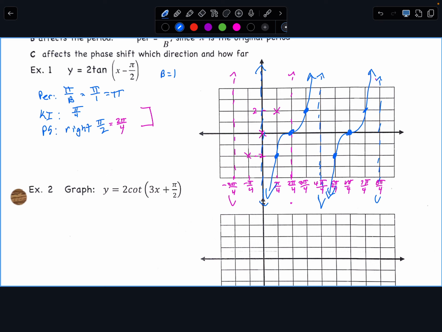So that's the graph for 2 periods. And so then we have equations of asymptotes. And they're at x equals 0, x equals pi, and x equals 2 pi. And you have your x-intercepts, and they're at pi halves and 3 pi halves. 6 pi fourths reduces to 3 pi halves. Any questions?